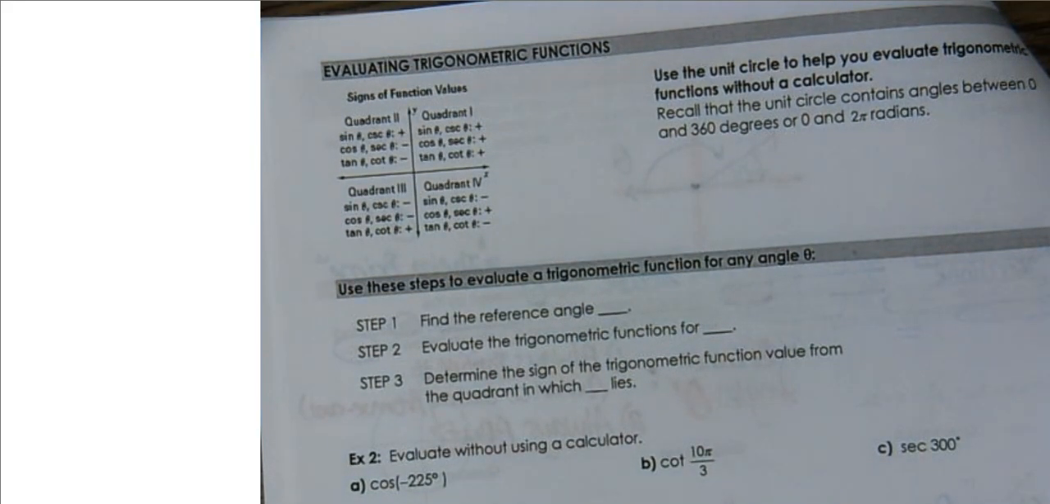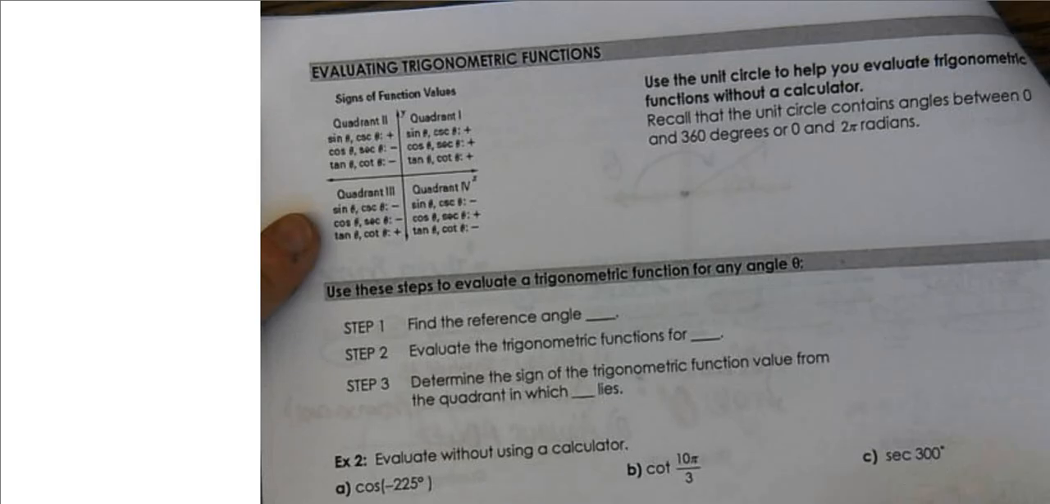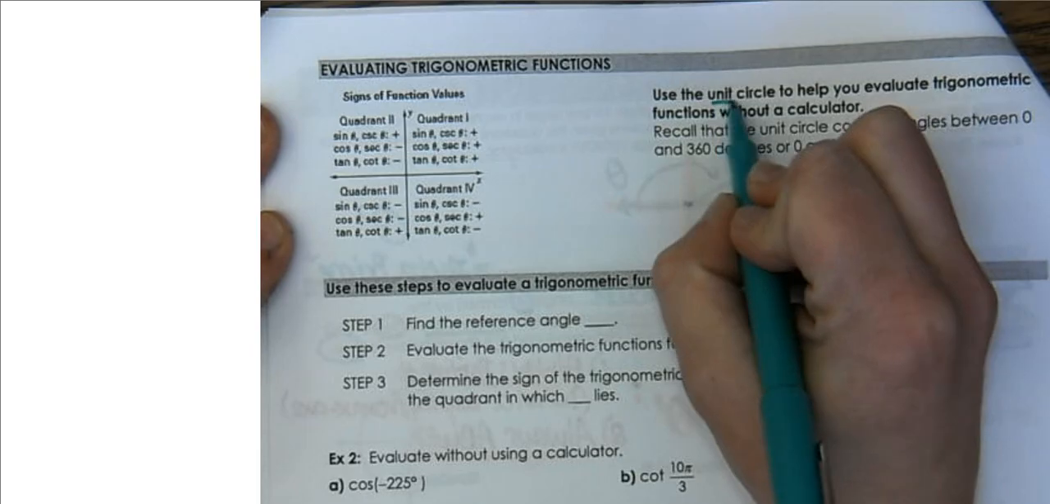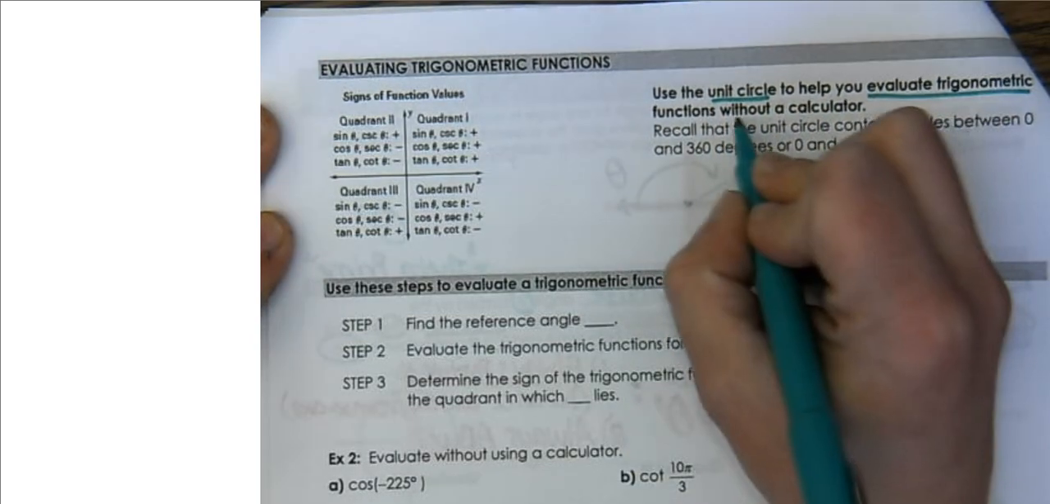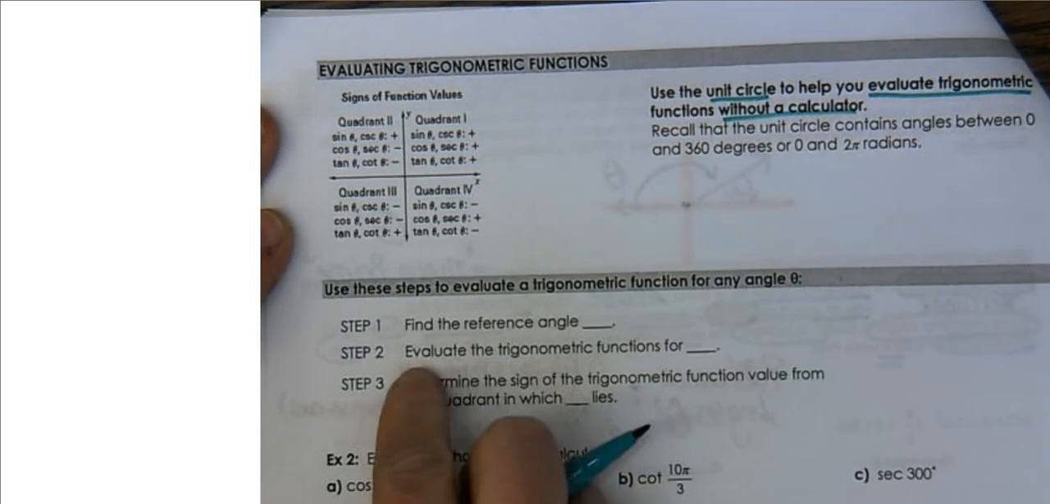One of the cool things is that, especially with the angles on our unit circle, if you have a gauge or an idea of what each angle that's given to you is, you can pretty much evaluate any trig function on the unit circle. So what we have here is evaluating trigonometric functions, and I have all of our signs. You can use the unit circle to help you evaluate trigonometric functions without a calculator. Now recall that the unit circle contains angles between 0 and 360 degrees, and 0 and 2π.